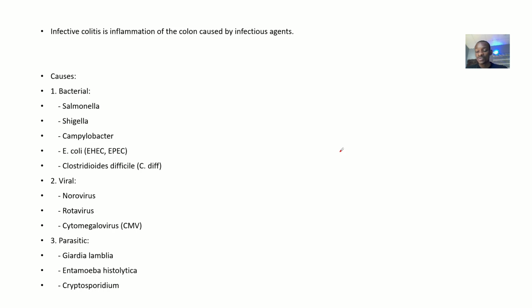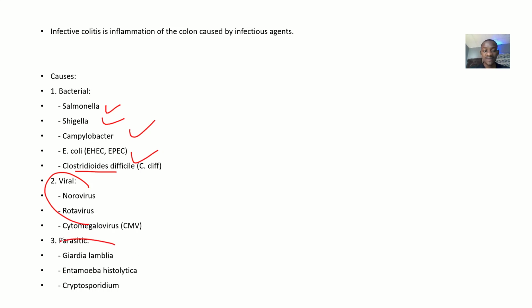So for the cause, now we're saying infective, so the cause will be more directed towards microorganisms that can cause infections in a human being, all right? Under bacteria, we have things like Salmonella, Shigella, Campylobacter, E. coli, Clostridioides difficile, right? Then among viruses, we have things like Norovirus, Rotavirus, and CMV, that's the Cytomegalovirus.